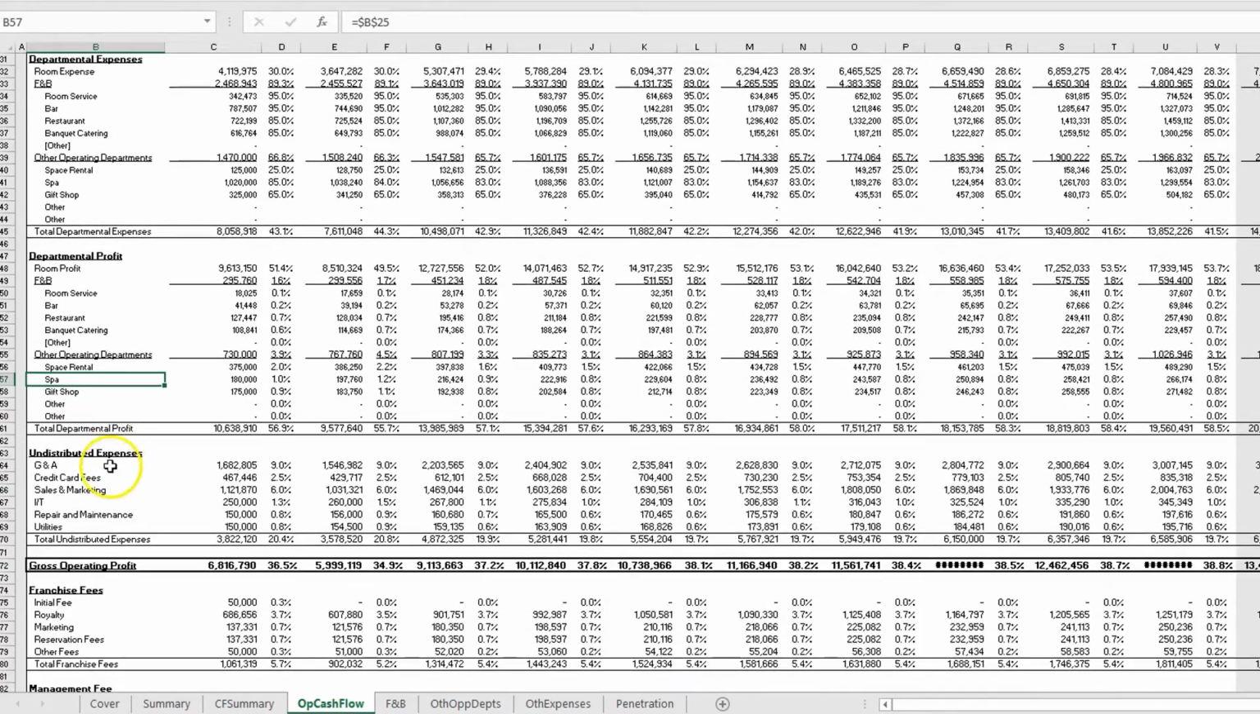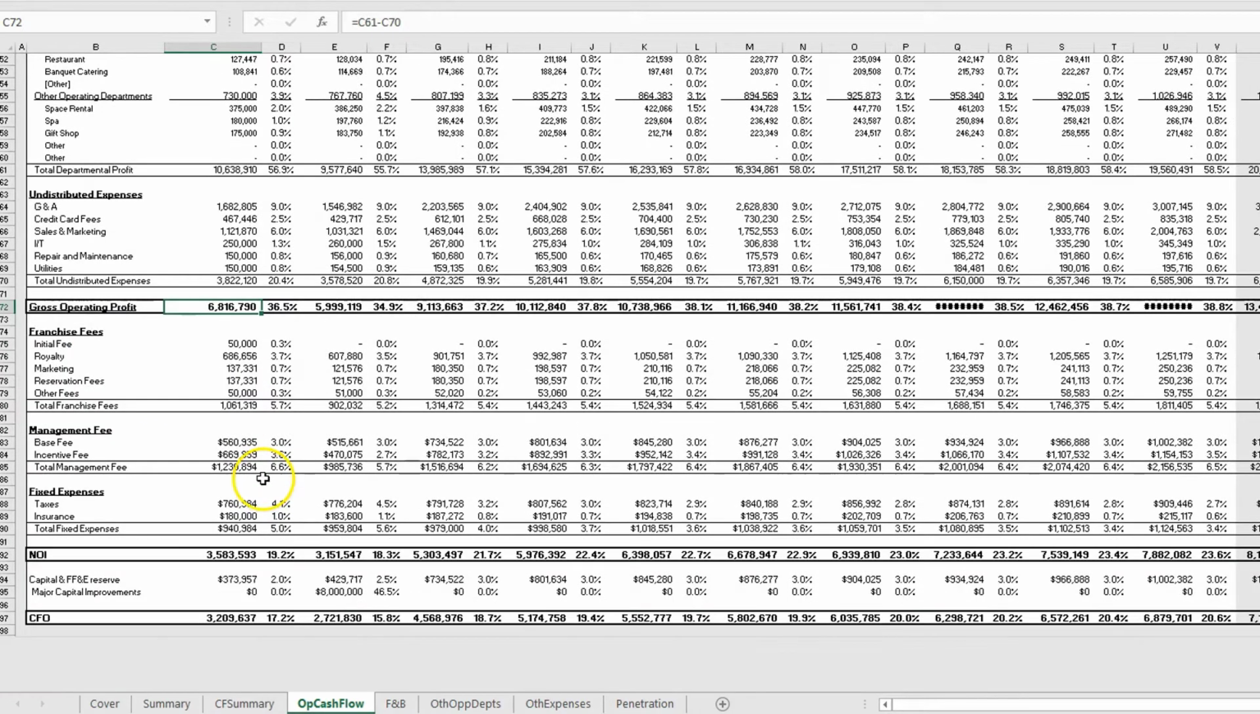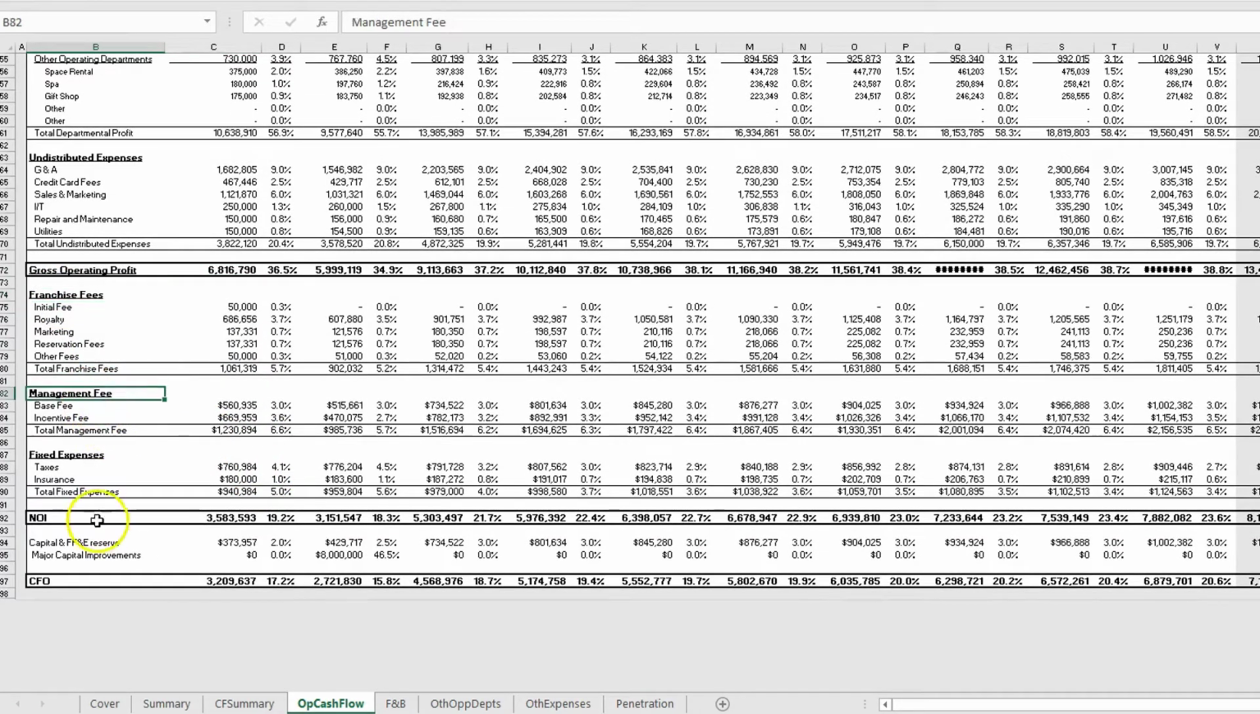And from there, we take our departmental profit and we subtract our undistributed expenses. These are expenses that cannot be attributed to any individual department. So you take your departmental profit less your undistributed expenses to get to your gross operating profit. And from there, we have our franchise fees, our management fee, our fixed expenses. So it's gross operating profit less these three items to get to our NOI. And then now we're back into more traditional commercial real estate pro forma land, where we take our NOI less our capital expenditures to get to our cash flow from operations.